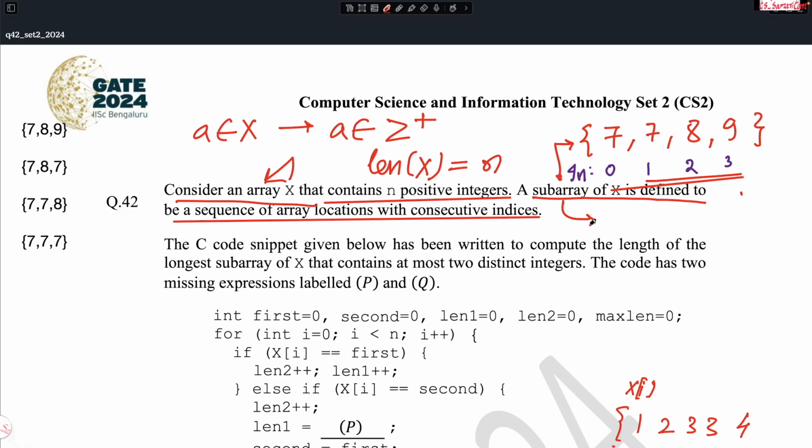Right, now they say that the C code snippet given below, this is the C code snippet that they have given, computes the length of the longest subarray of x that contains at most two distinct integers. Right, so this line over here is an extremely important line because it tells the intent of the code.